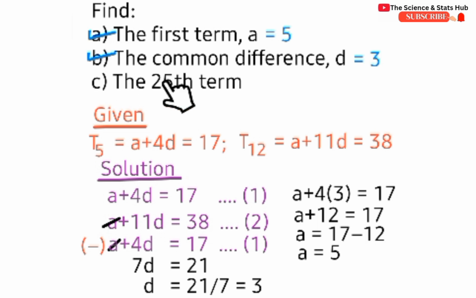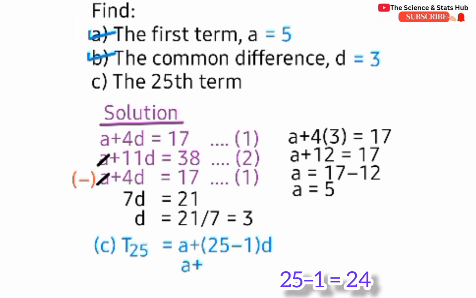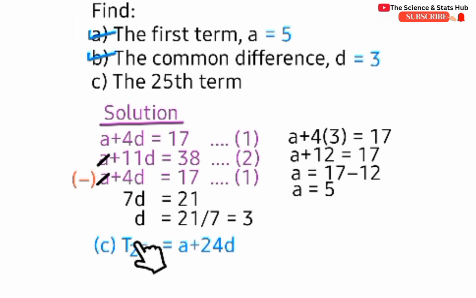Now let's answer the C part of the question, which asks us to find the 25th term. That is T25. Applying our usual formula, our 25th term will be A plus N, being 25 minus 1, D. A plus 25 minus 1 gives 24. 24 multiplied by D, 24D. The 25th term will be A plus 24D.